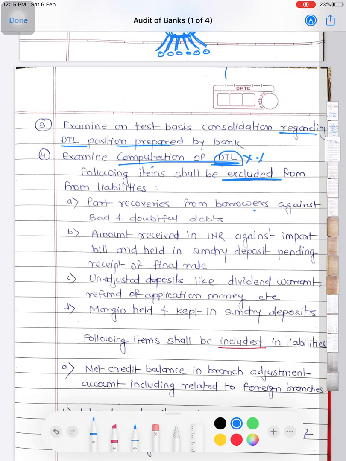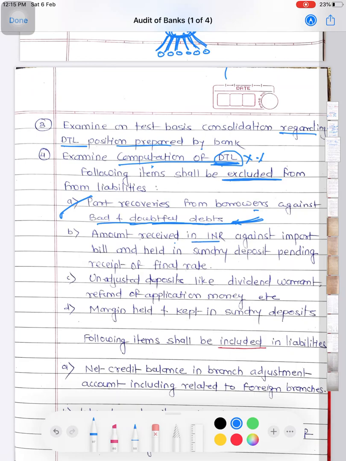Part recoveries from borrowers against bad and doubtful debts. So whatever bad and doubtful debts the bank has already created, if the bank is getting certain recoveries against that, those are not my demand and time liabilities. I am not repayable for that amount, so that is to be excluded.